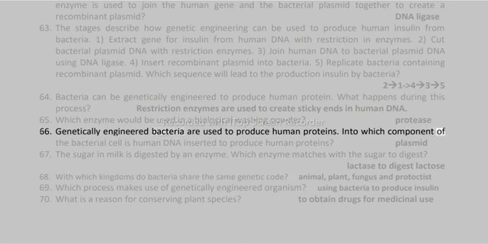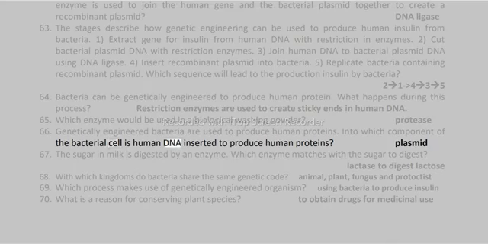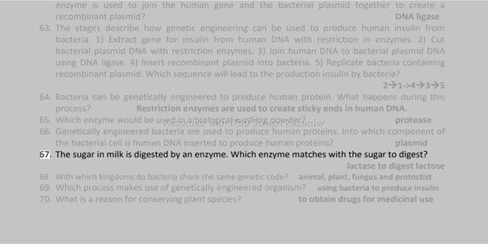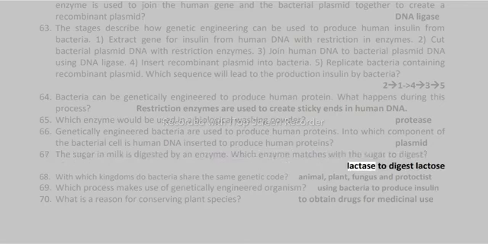66. Genetically engineered bacteria are used to produce human proteins. Into which component of the bacterial cell is human DNA inserted to produce human proteins? Plasmid. 67. The sugar in milk is digested by an enzyme. Which enzyme matches with the sugar to digest? Lactase to digest lactose.